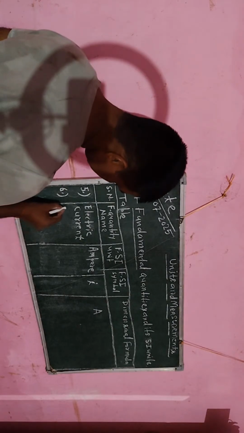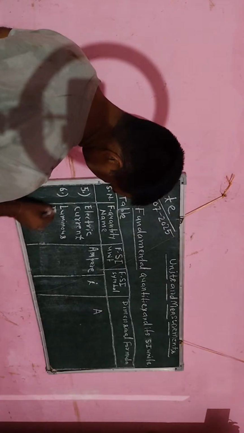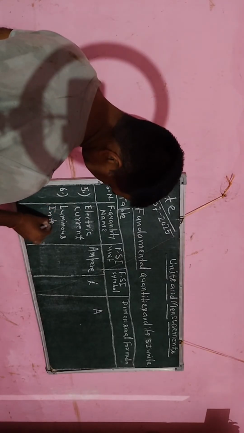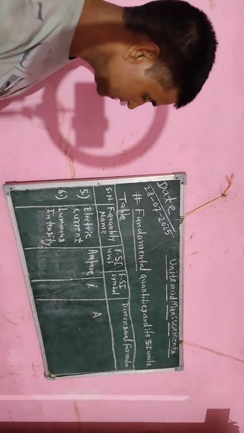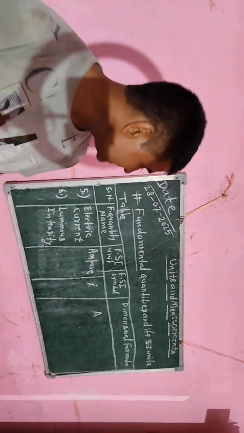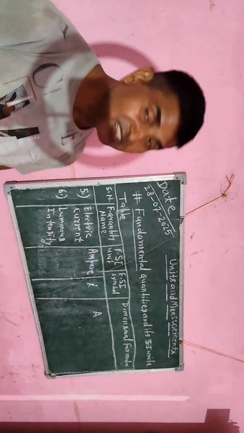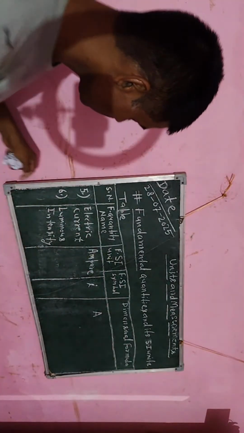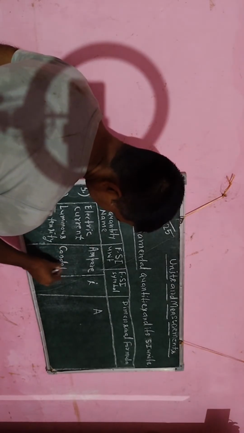Okay, now next, number 6, will be luminous intensity. So luminous intensity, what is the fundamental SI unit of luminous intensity? The fundamental SI unit of luminous intensity we have to write here is candela.